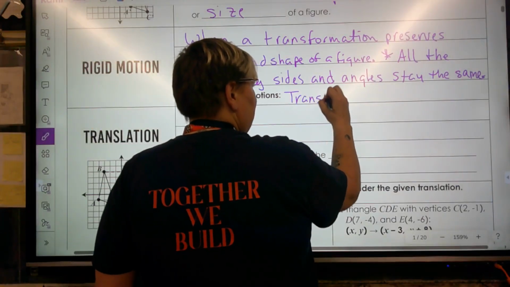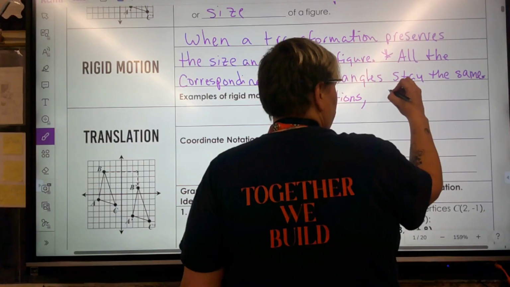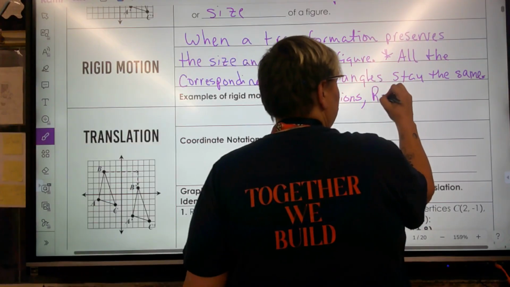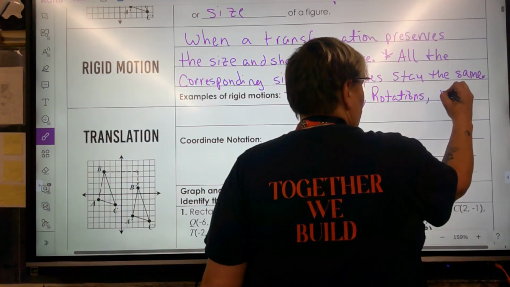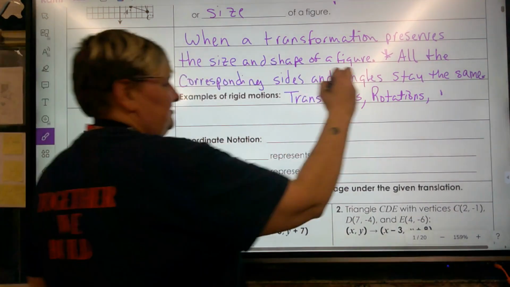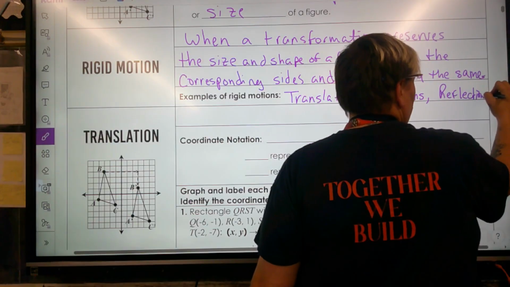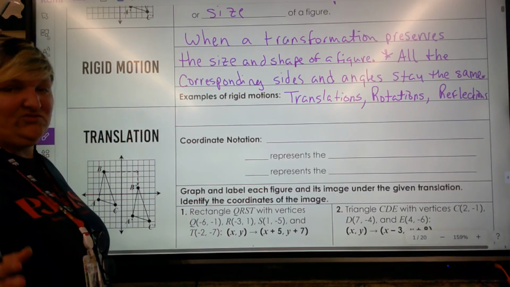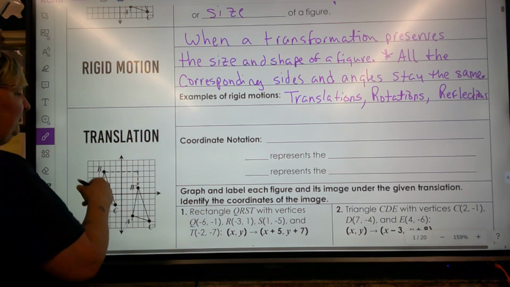Translations, rotations, and what's the third one? Reflections. We're going to reflect it. Translations, rotations, and reflections are all types of transformations that are considered rigid motion because we're not changing the shape itself. All right, we're starting with a translation.